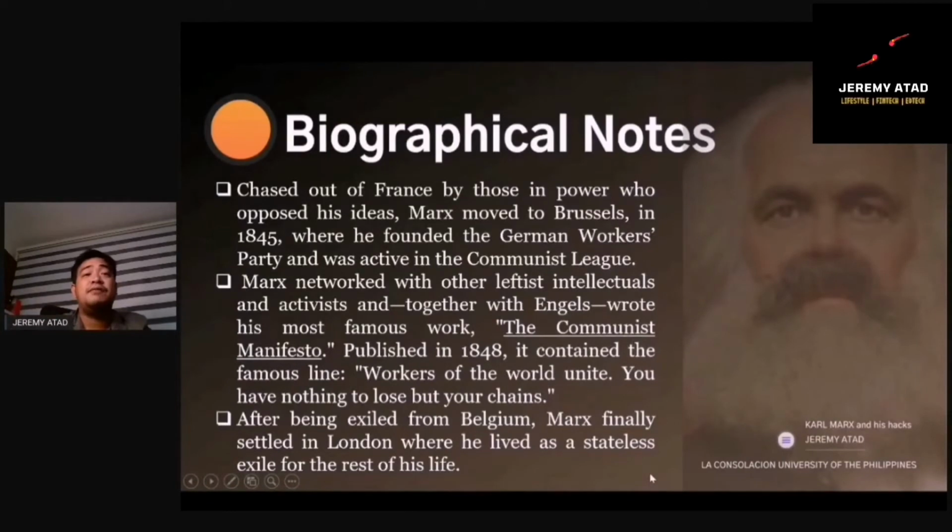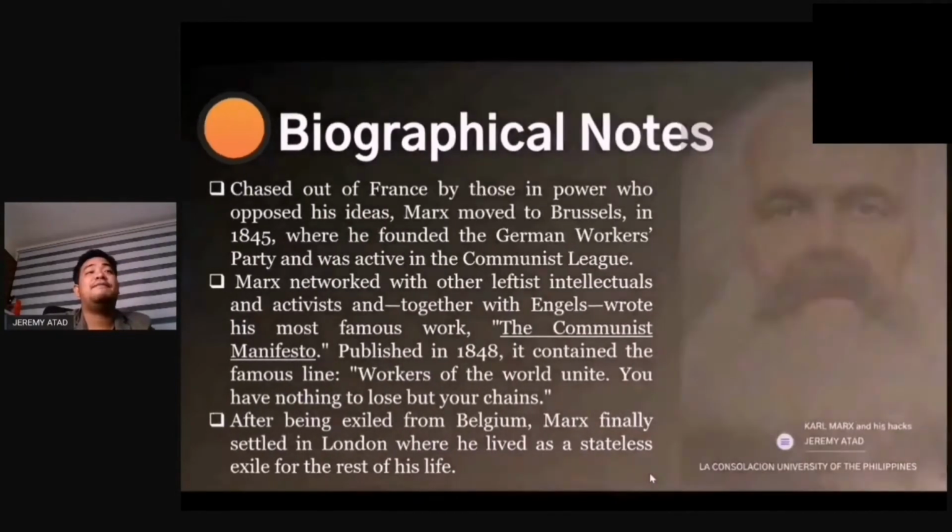It was published in 1848 and contained the famous line, "Workers of the world unite, you have nothing to lose but your chains." After being exiled from Belgium, Marx finally settled in London, where he lived as a stateless exile for the rest of his life.